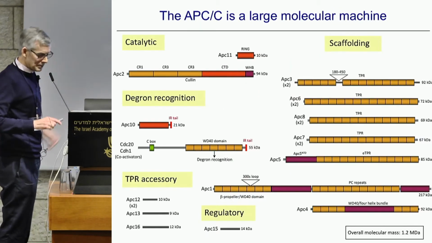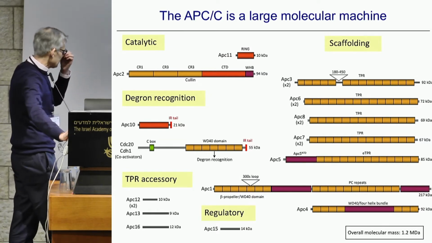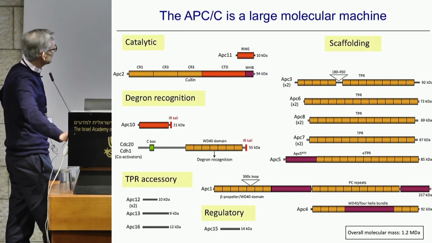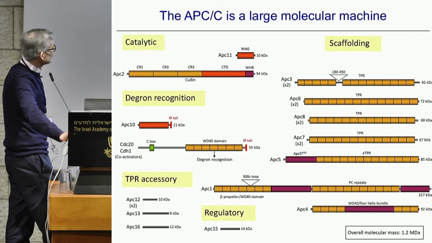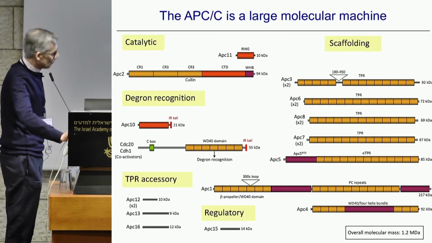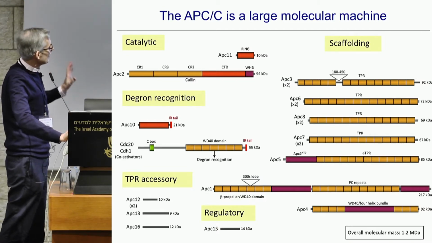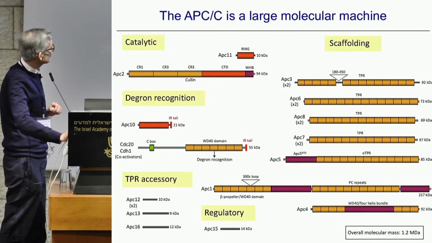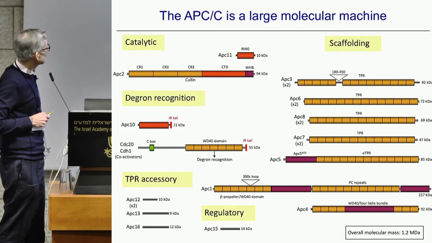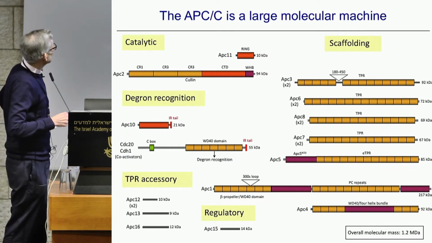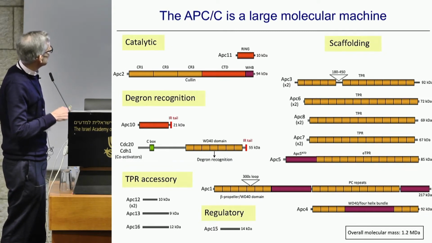Before I describe how the APC actually recognizes substrates and ubiquitinates them, I'll describe the overall structure of the APC. The APC is a protein complex of 15 different proteins. We know from work which we did in collaboration with Carol Robinson's group in Oxford that many subunits are present as two copies per complex. The total mass of the APC is about 1.3 megadaltons. The catalytic subunits are composed of a RING subunit APC11 and a cullin subunit APC2.